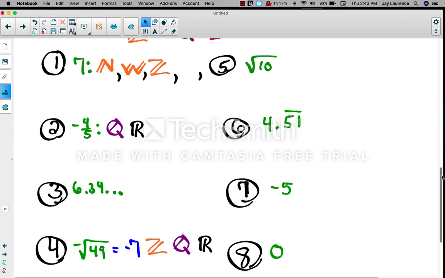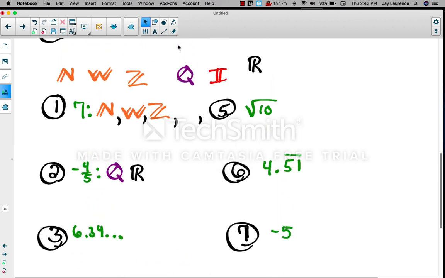All right. Number 3 is a decimal that never ends and never repeats, forcing it to be irrational. Now, irrational numbers are real numbers. They fit inside that real rectangle. Okay. I'm just putting Q and R back. There we go. Okay. I've already done number 4. Number 5, square root of 10. There is no square root of 10. There is no number times itself that's 10. That makes it irrational. And it's a real number.